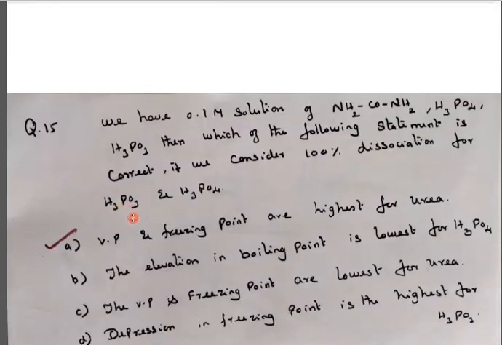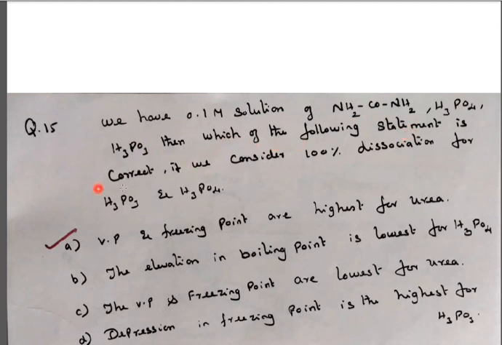In this set of the series, the last question: we have a 0.1 m solution of urea, NH2CONH2. Without the CO, NH2NH2 is called hydrazine. It is rocket fuel, used as a fuel for rockets. When you add a CO between the hydrazine, it is called urea. H3PO4 is phosphoric acid, and H3PO3 is phosphorous acid.